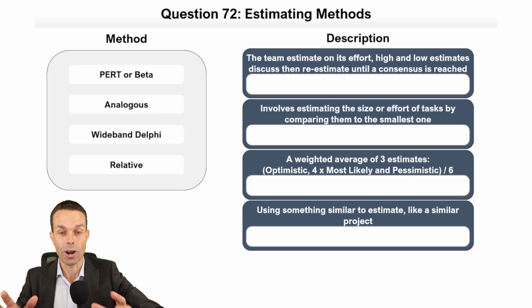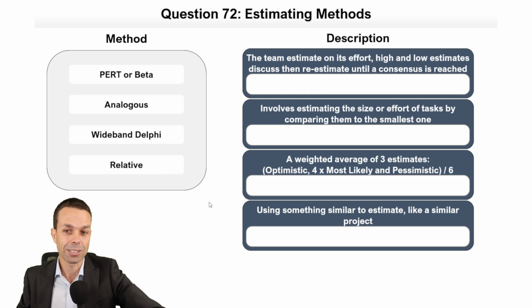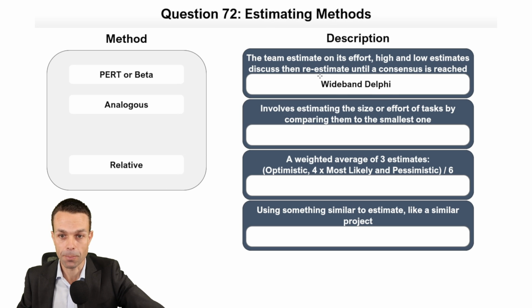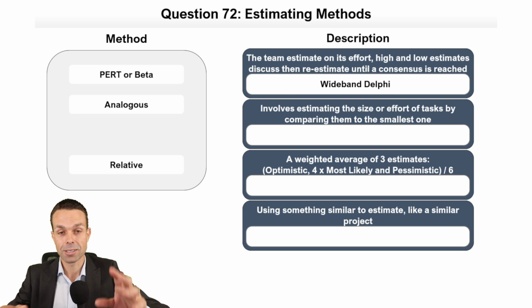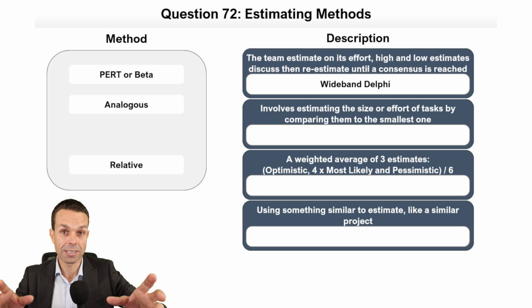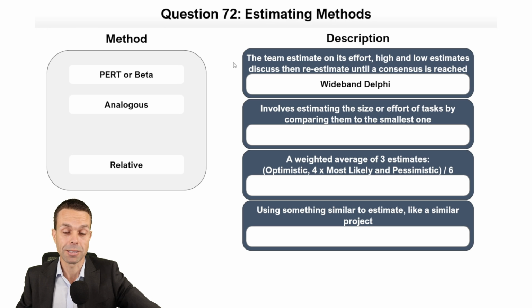Estimating methods. Great. So we're prioritizing, we're estimating, all very important things to do. The team estimates the effort. High and low estimates are discussed and then re-estimated until a consensus is reached. That is our wideband Delphi estimating. Now, just as an aside, that's also planning poker in Agile. And planning poker was based on wideband Delphi estimating, basically. So we discuss the high and low, discuss their reasons, and then we try and form a consensus based on that. Now, does it have to be perfect? No, but you'll find that's a really good way to get pretty accurate estimates.